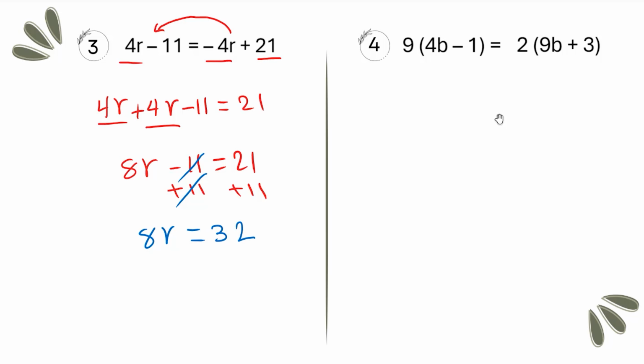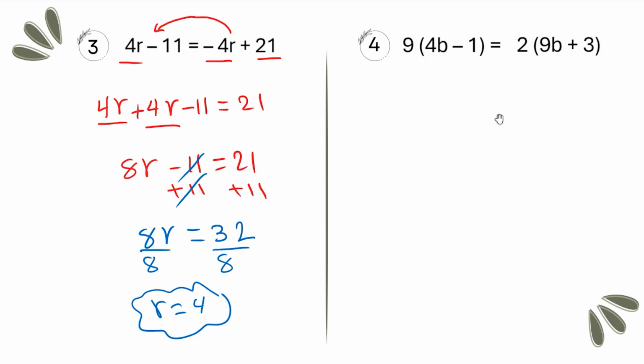Now, how can we cancel 8 here? The 8 here is multiplied. To cancel multiply, like we said before, we divide. Now, r equals 32 divided by 8, which is 4. Then your answer here will be 4. Question number 4. 9 multiplied by 4b minus 1 equals 2 multiplied by 9b plus 3.